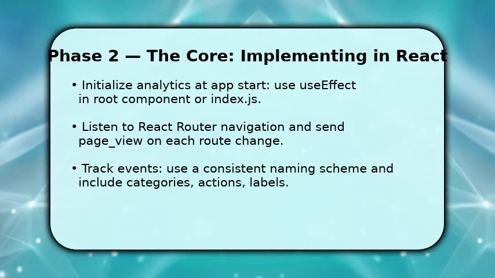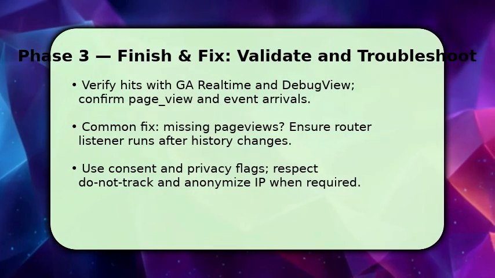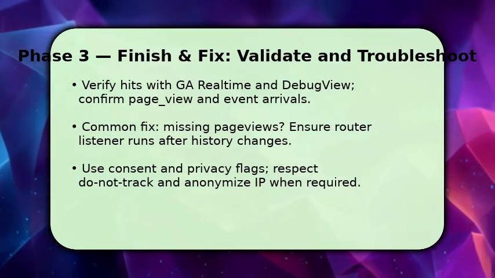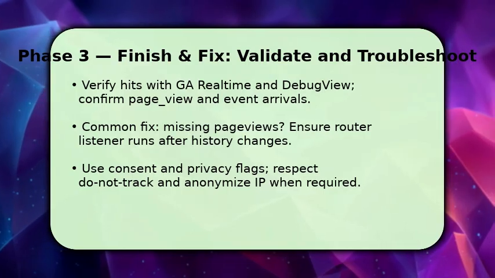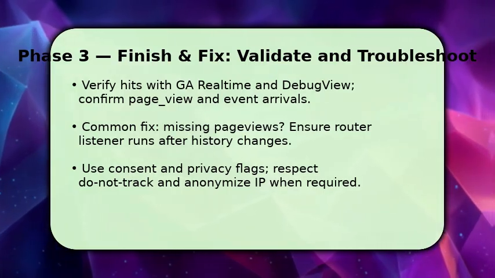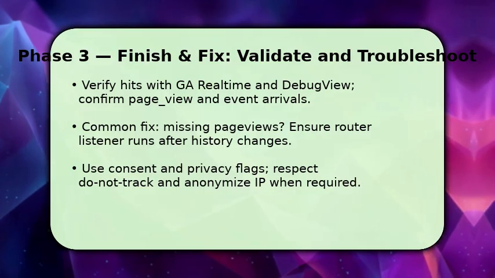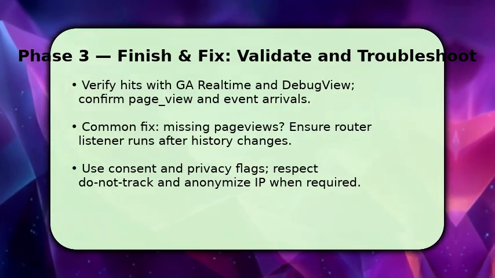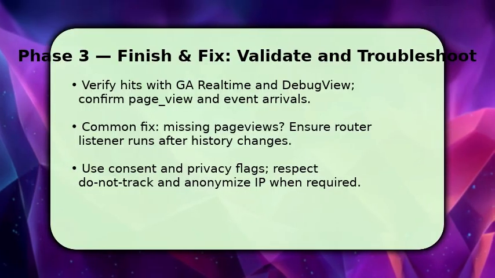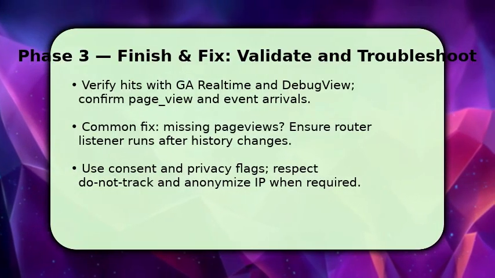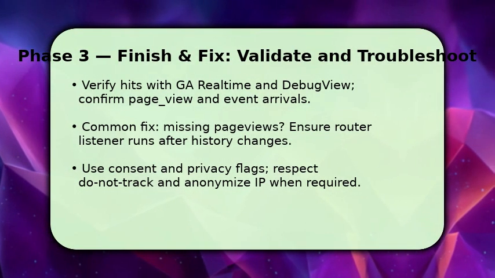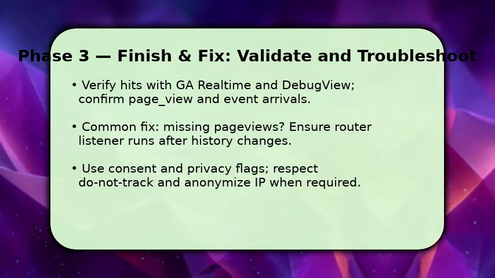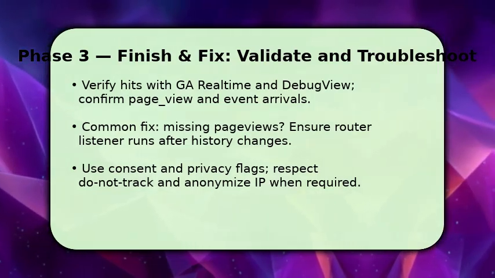Do that. You must validate implementation immediately. Open GA Real-Time and Debug View while you navigate the app and confirm page view and event hits show up. Once validated, finalize privacy settings, enable anonymize IP or consent mode if needed. If data is missing, check that your router listener runs after history updates and that initialization occurs before sending events.